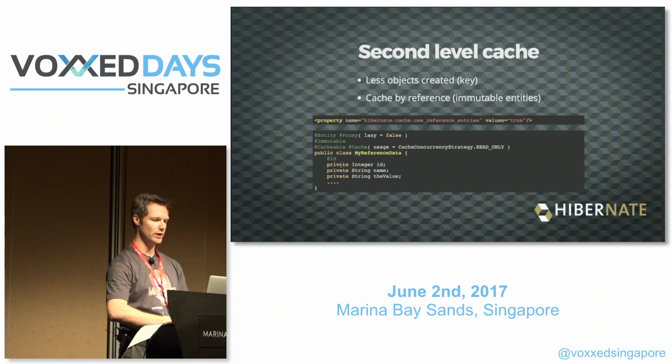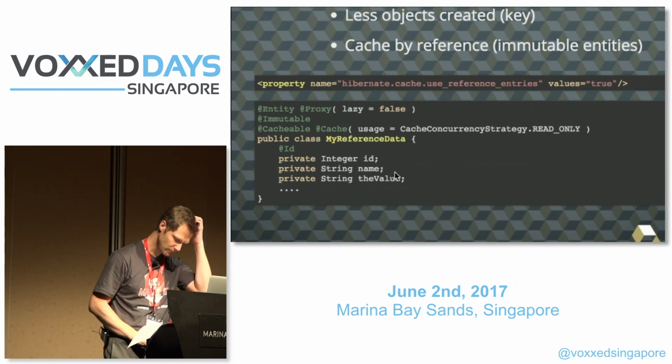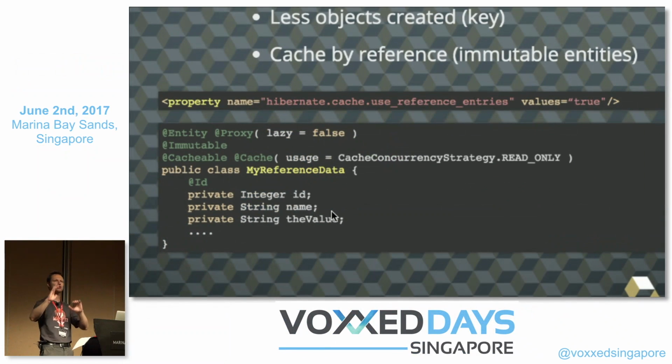Another one which does require an explicit call on your part is what we call cache by reference. Remember what I told you about the flush? We load the data from the database, we keep an array of the column values in the session, and then we create an object, populate it, and give it to you. When we load data from the second level cache, we do exactly the same thing. We load the data from the second level cache, which is this array of columns, and then we create a new object, populate it, and give it to you. So the second level cache and the database essentially have the same kind of information.